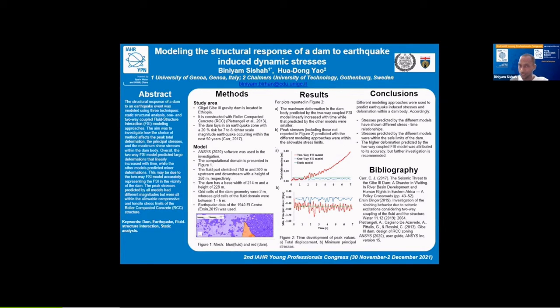With that, I conclude my findings. Stress predicted by the different models showed different stress-time relationships. The stress predicted by the different models was within the safe limits of the dam. The high deformation predicted by the two-way coupled FSI model was attributed to its accuracy, but we recommend further investigation on the matter. With this, I thank you.